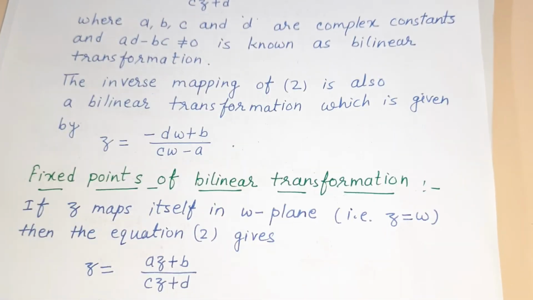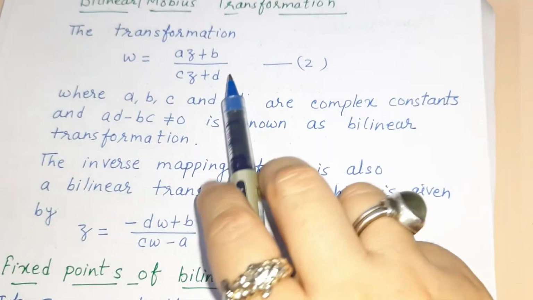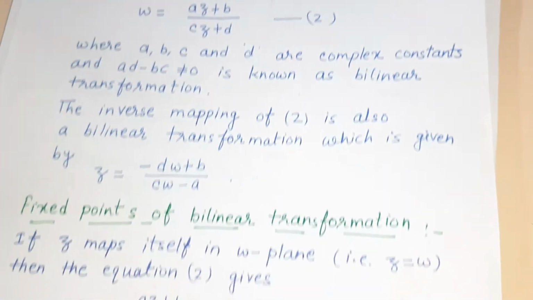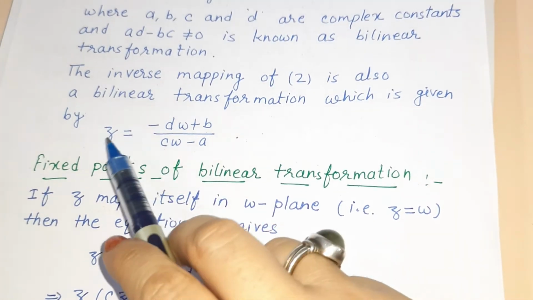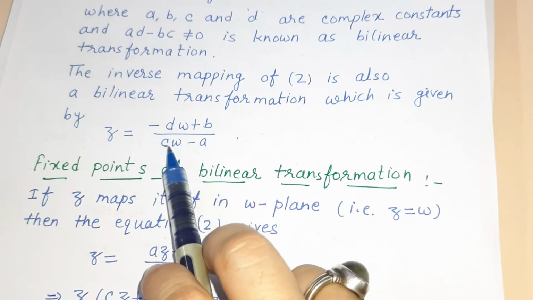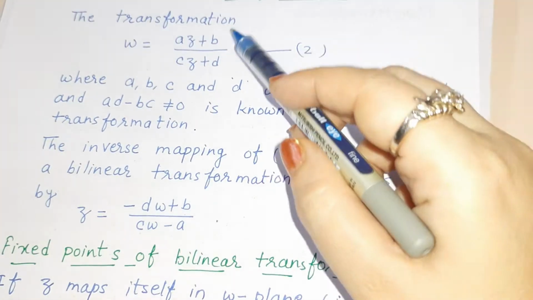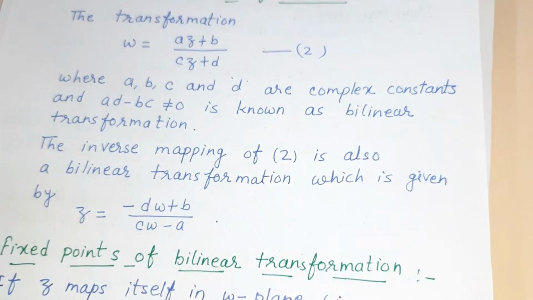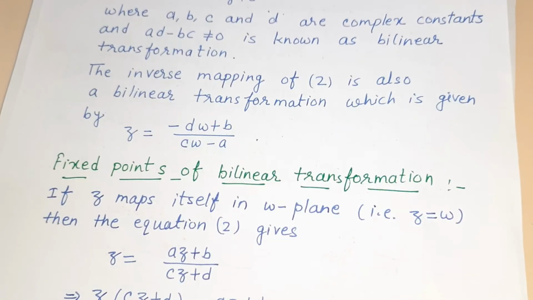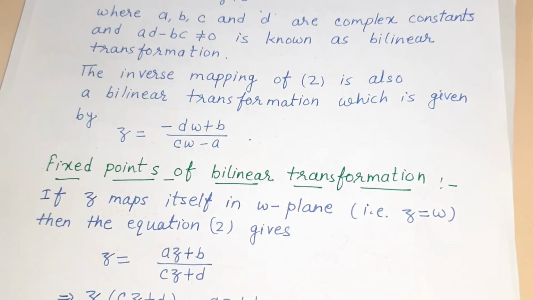Now the inverse mapping of this transformation, equation 2, is given by z = (-dw + b)/(cw - a). You can easily find it with the help of equation number 2. And this inverse mapping is also a bilinear transformation.